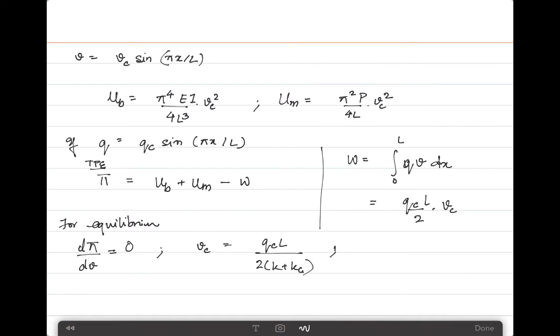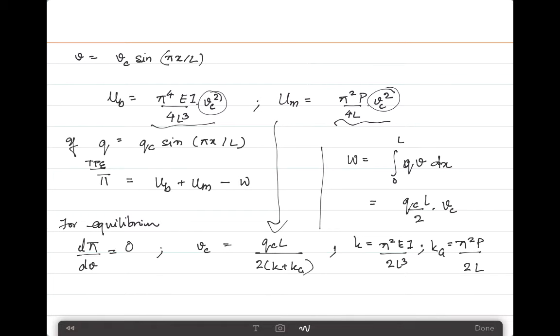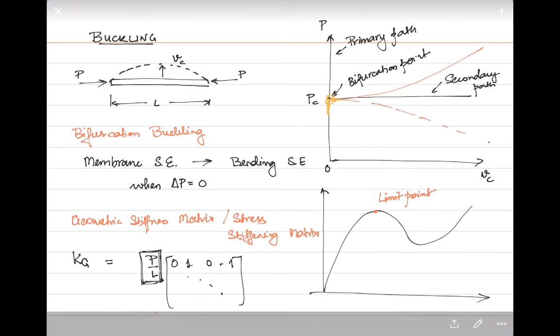And if I write these terms out, then K would be equal to pi square EI by 2L cubed, and the geometric stiffness would be given as pi square P by 2L. So you can see it comes directly from here, which is just being differentiated by these terms to be solved for VC. When you add them up and make it equal to 0, of course, your work done is also included. So buckling is going to occur when P is such that the displacement VC can be non-zero while the load QC is 0.